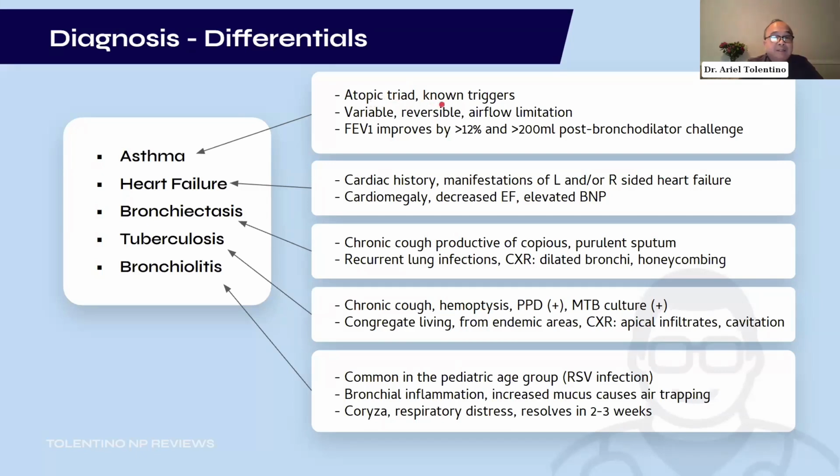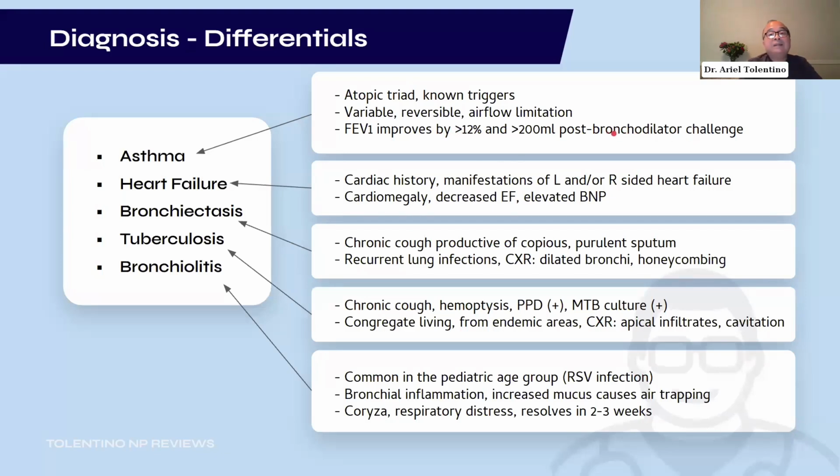You may be able to elicit the involvement of known triggers, such as pollen suspended in air during springtime, or the exposure of a person to dust particles or noxious fumes in the work environment, triggering asthma. Now, when doing a spirometry, you will be able to demonstrate variability or reversibility of airflow limitation. Your FEV1 will be noted to improve by as much as greater than 12% and greater than 200 ml post-bronchodilator challenge.